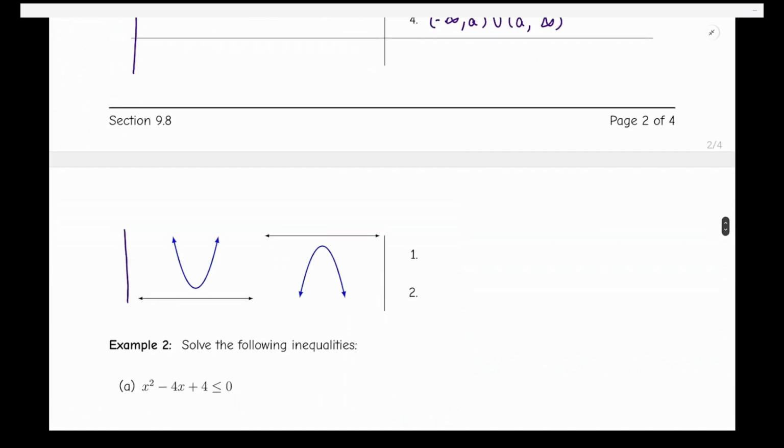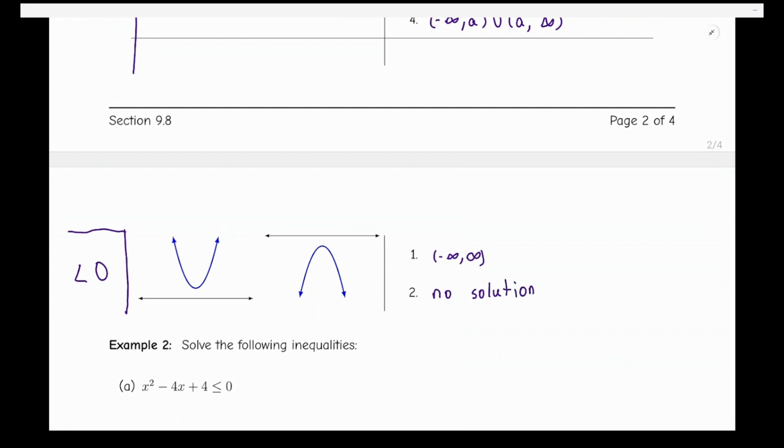And then the last one is when it doesn't cross the x-axis at all. So this is when the discriminant is less than 0, and it doesn't split up the number line at all. In this case, you either get negative infinity to infinity, so all real numbers, or you get no solution. There's no other option when you have 0 roots.